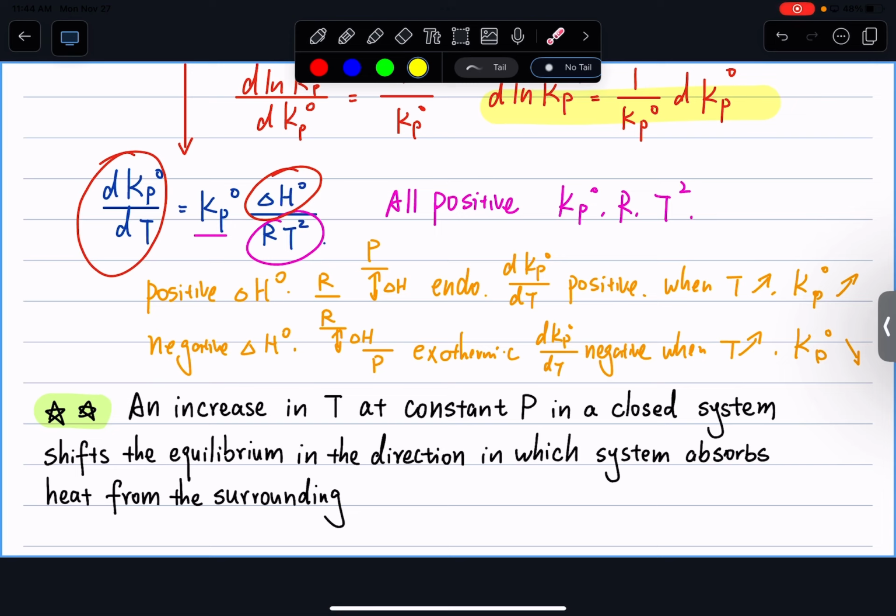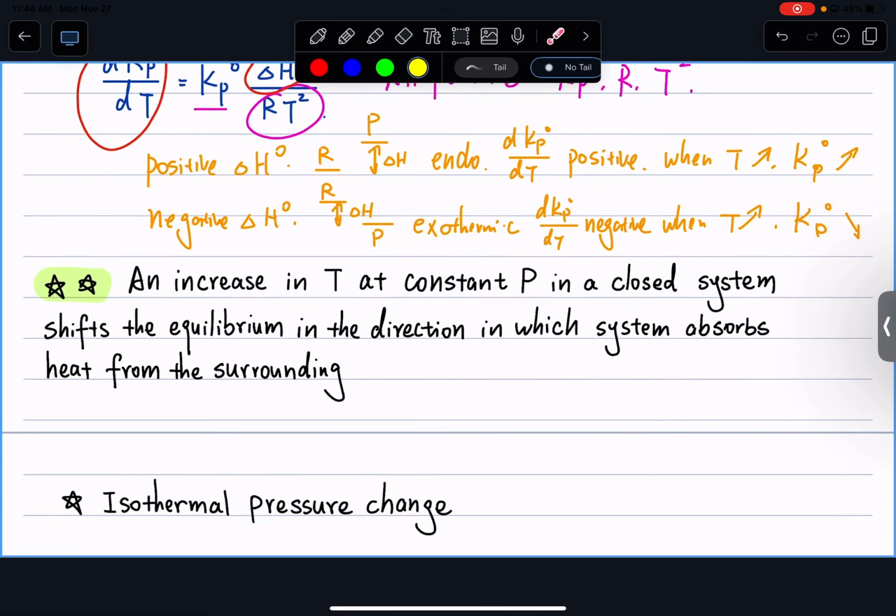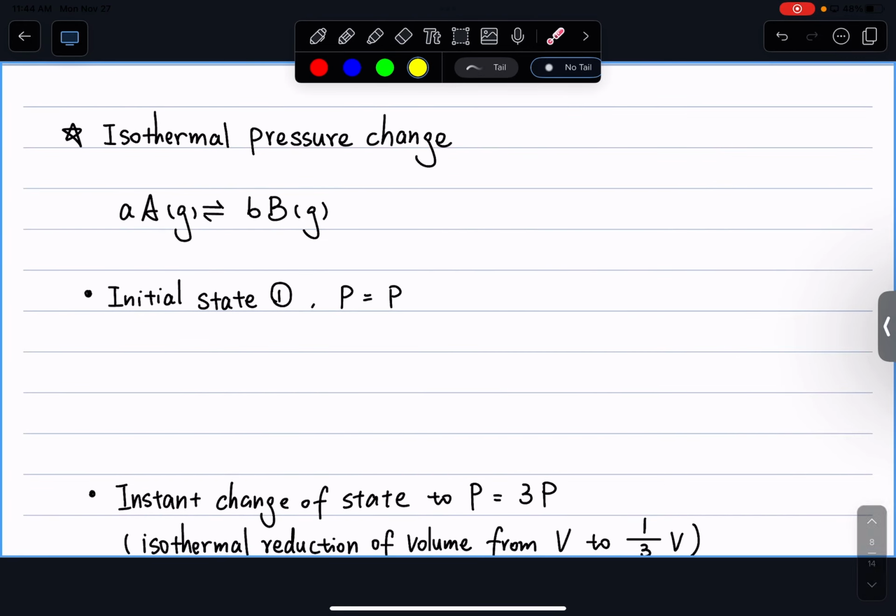Okay? All right. The next topic here is the isothermal pressure change. So this one is more related to the number of gas molecules involved, because we're talking about pressure change. If you have liquid or solid involved, typically their volume change is very small and they do not contribute to your overall pressure change. So in this case, we're focusing on gas-phase reactions or the number of gas molecules in your reactant and product.